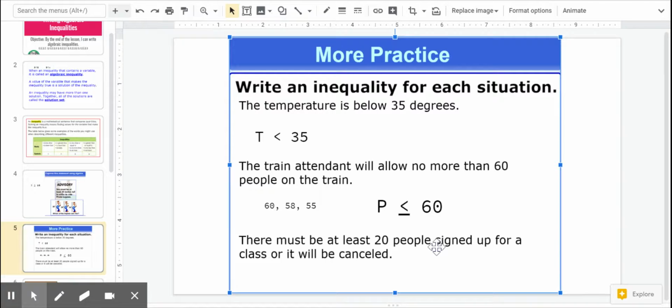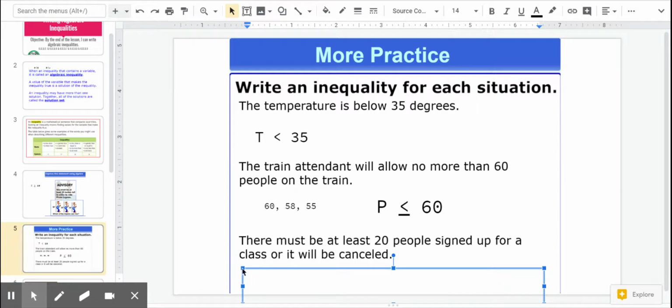One more practice on this slide. If there must be at least 20 people signed up for a class or it will be canceled. So again, I want to think in my head, what kind of numbers of people could there be? Well, could there be 18 people in that class? If there has to be at least 20 people signed up? No, if there's only 18 that sign up, that would be canceled. So 18 would not work. However, if 25 people sign up, yep, that class would happen. If 32 people sign up, that class would happen. How about 20?